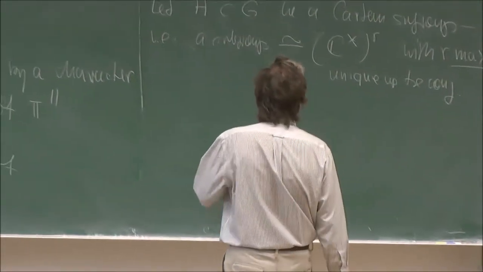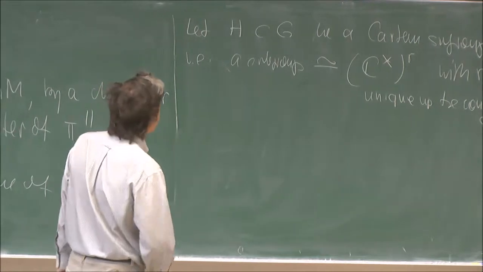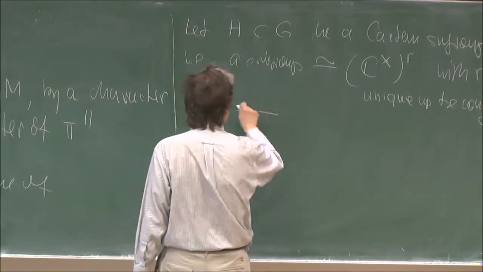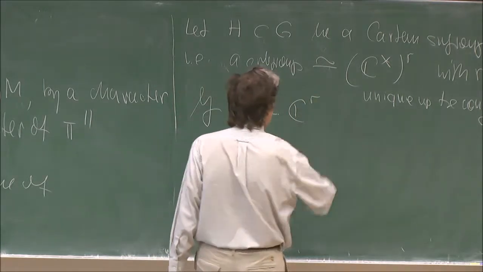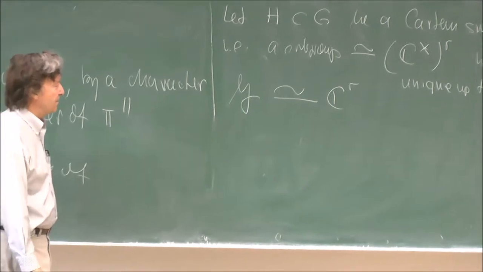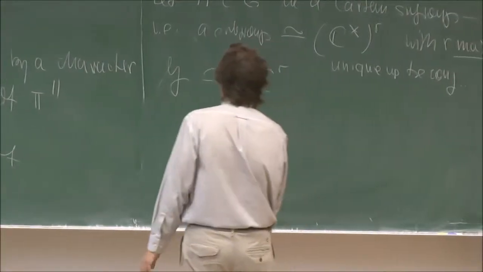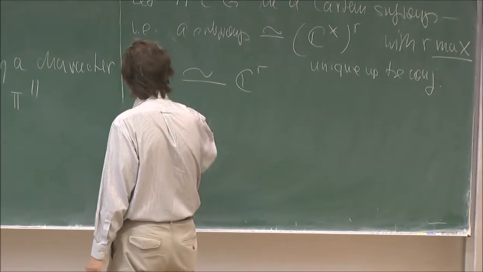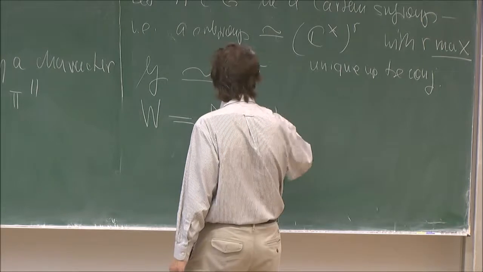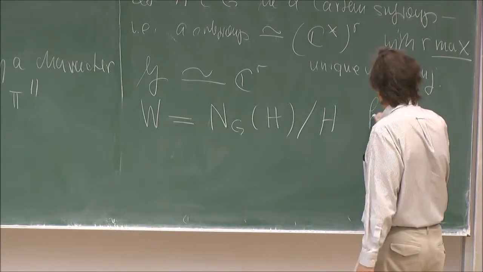Okay, so I have a compound subgroup, and that means that the Lie algebra of H is isomorphic to C to the R. It's an abelian subalgebra of the Lie algebra of G of dimension R. And I need to look at the Weyl group. The Weyl group is the normalizer in G of H, modulo H. So this is a finite group.